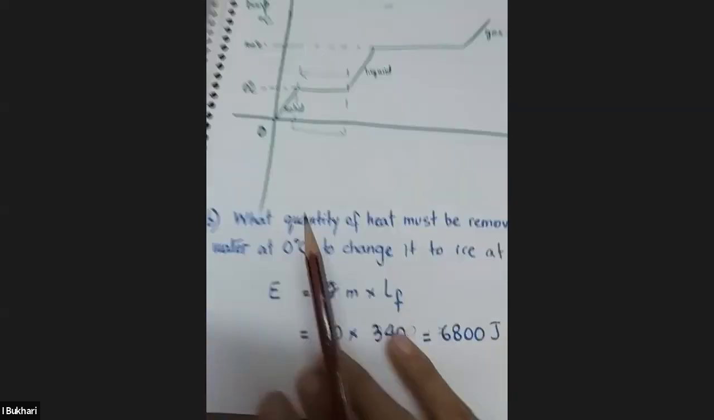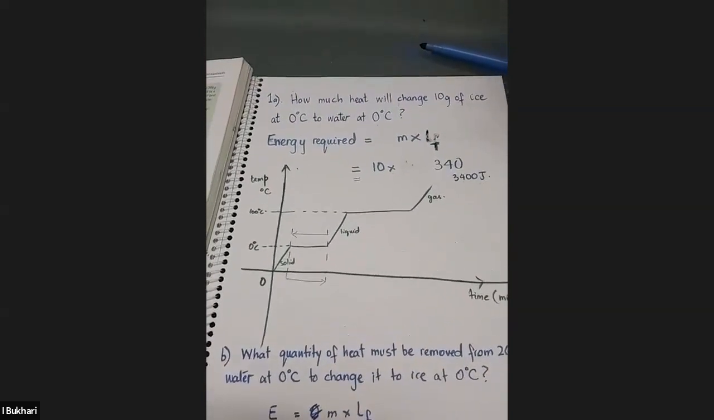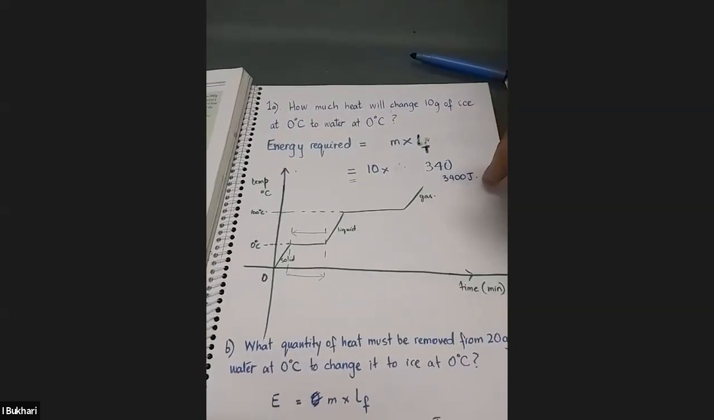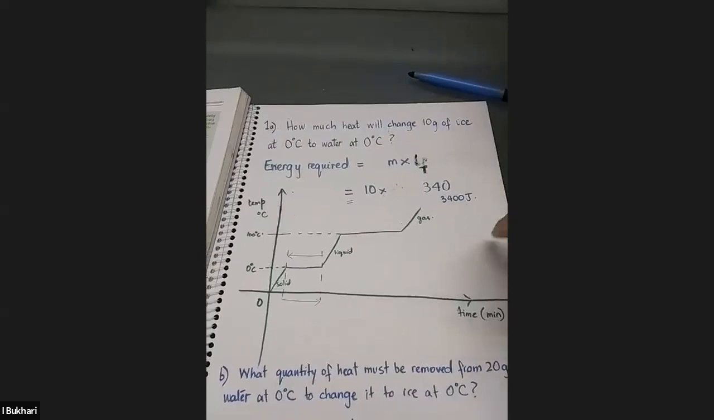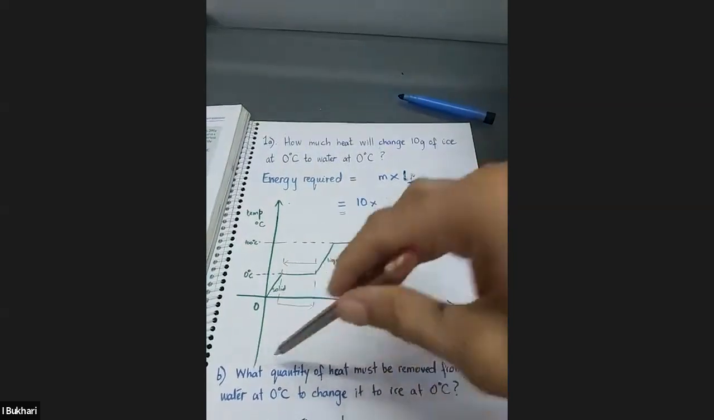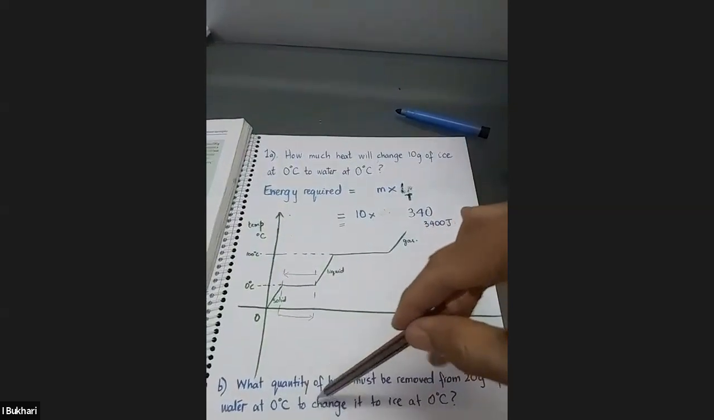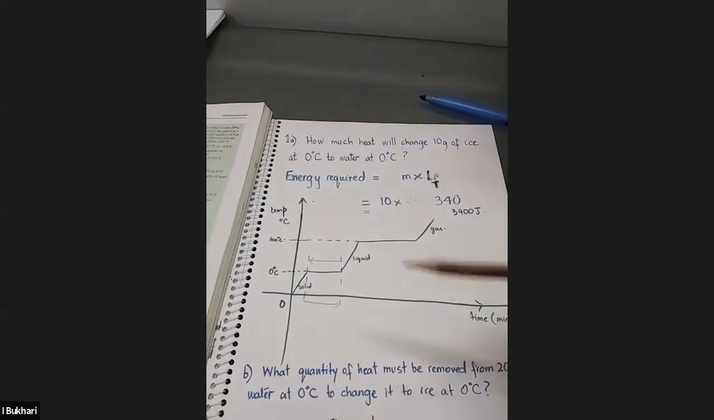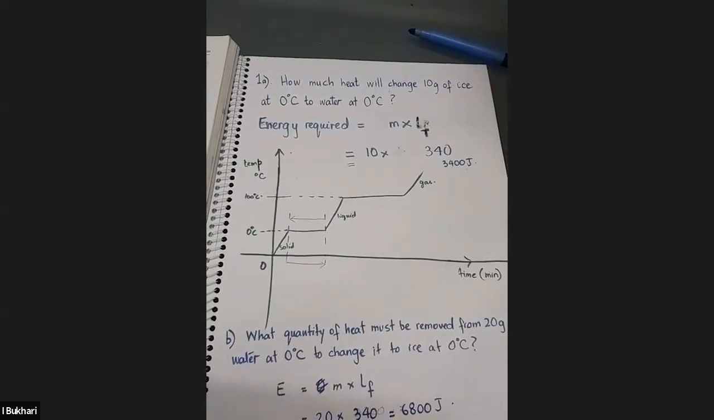Second question. What quantity of heat must be removed? Do you guys want to do these questions on your own? Has anybody solved and wants to explain? If anybody wants to explain and they have done it, please come forward and I will give you a chance to explain. In the meanwhile, I'll go ahead and explain. What quantity of heat must be removed from 20 grams of water at 0 degrees Celsius to change it to ice at 0 degrees Celsius? First of all, on the heating curve, we will try to understand what's happening.